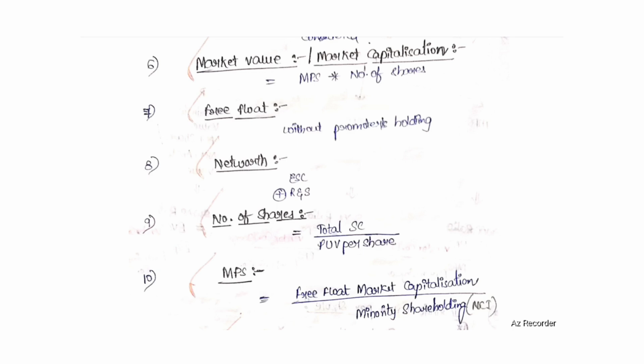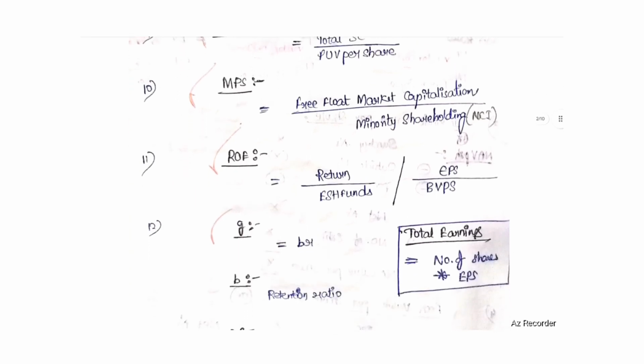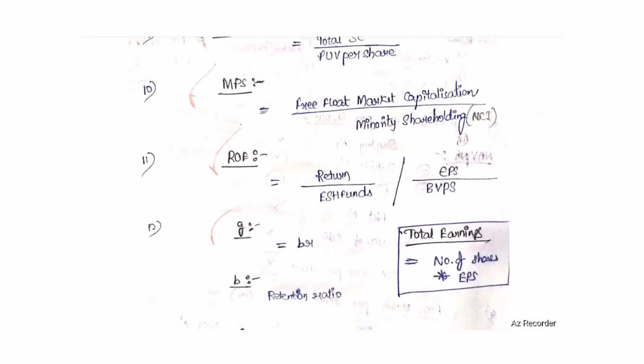How to calculate net worth? Net worth equals equity share capital plus reserves and surplus. Number of shares equals total share capital divided by paid up value per share. Free float MPS equals free float market capitalization divided by non-controlling interest holding.